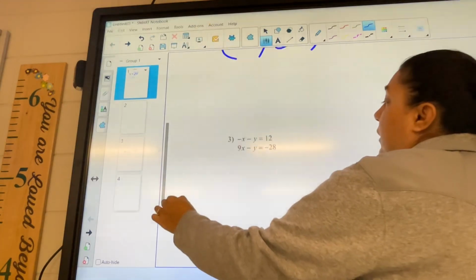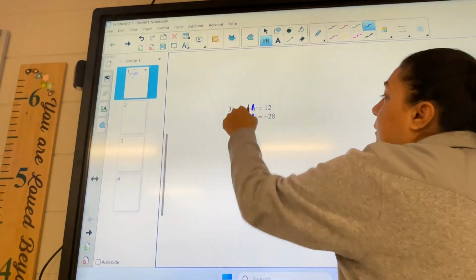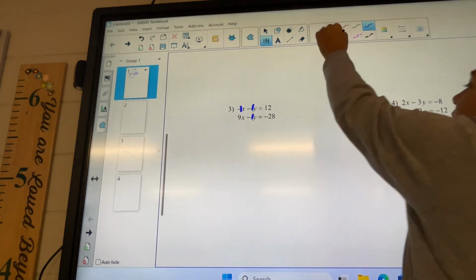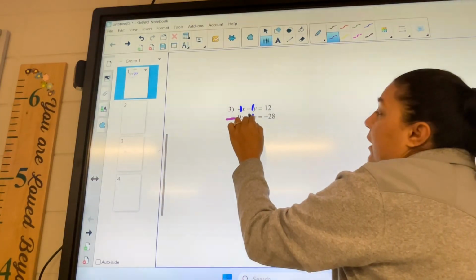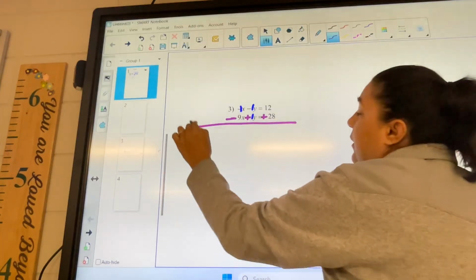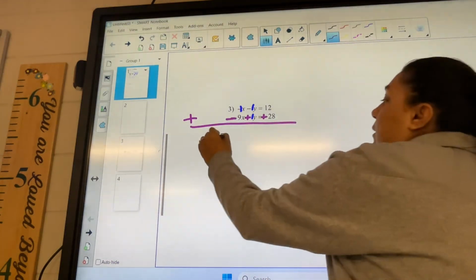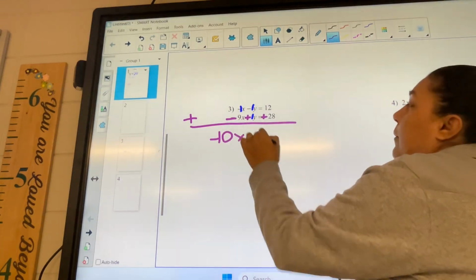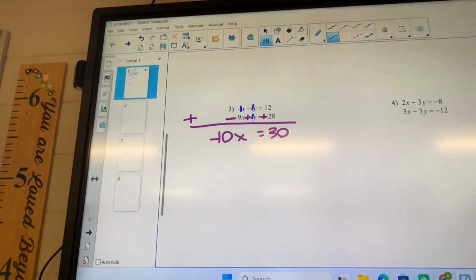Okay, number 3. These ones are both negative 1, so we need to go through and change the signs. So instead of a positive 9, it's going to be a negative 9. Instead of a negative 1, it's going to be a positive 1. Instead of negative 28, it's going to be positive. Okay, so negative 1 plus a negative 9 is going to be negative 10x. The y's cancel. And then 12 plus 28 is going to be 30.